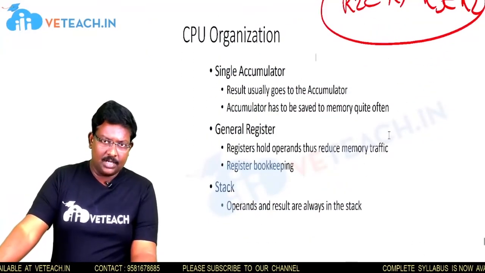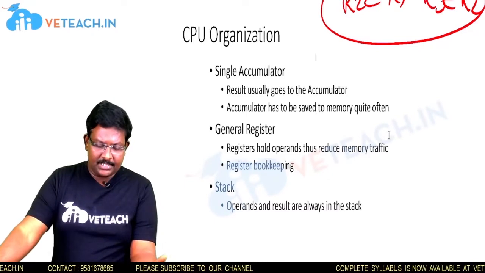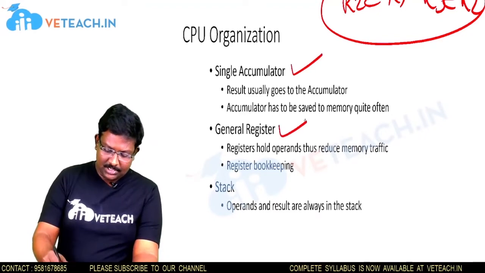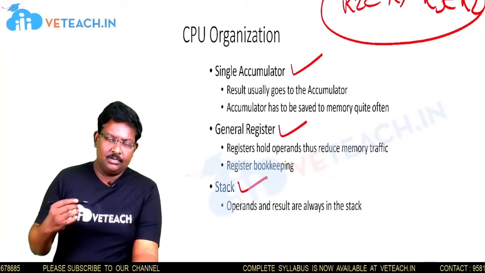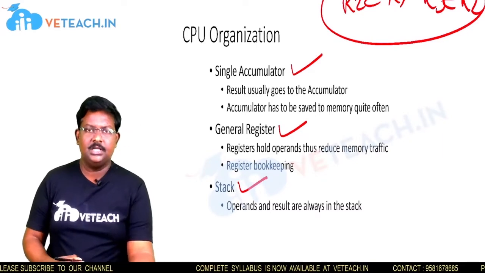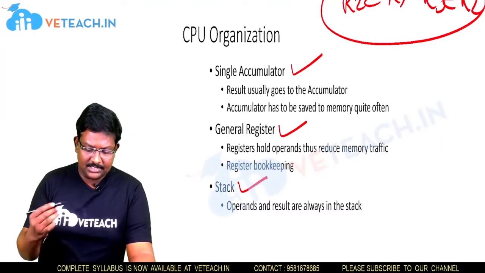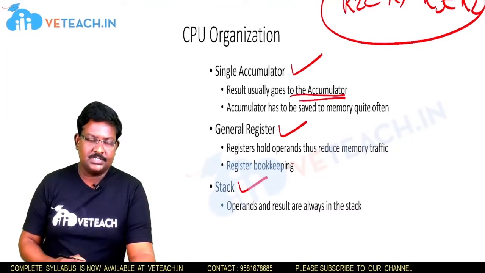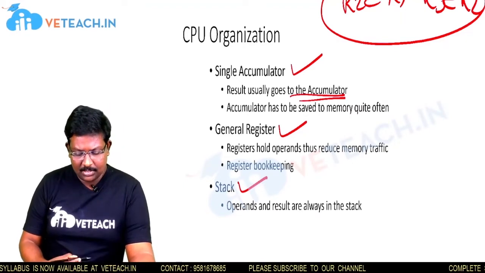Coming to the CPU organization. In the CPU organization, we are having three types: single accumulator organization, general register organization, and stack organization. So the results are actually going to be stored in the accumulator. Such type of organization is going to be called single accumulator organization.